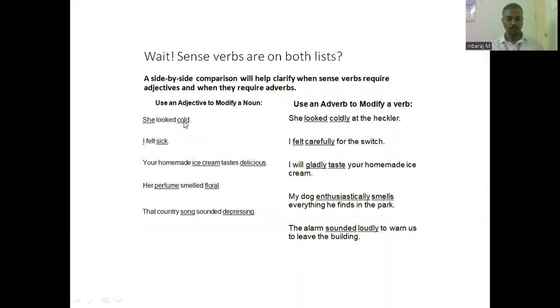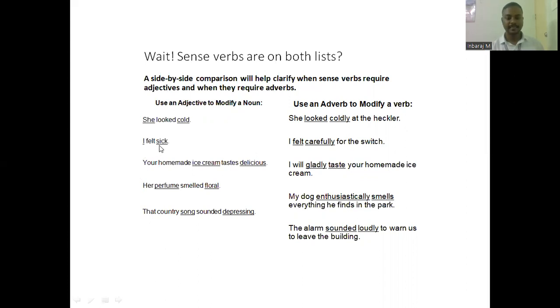She looked cold. Looked is the sense verb. Cold is the adjective in the sentence that denotes the pronoun she. And look at this sentence. She looked coldly at the heckler. So here, coldly is an adverb, and that comes with the sense verb looked, and coldly denotes the pronoun she. So coldly is an adverb that describes the pronoun she.